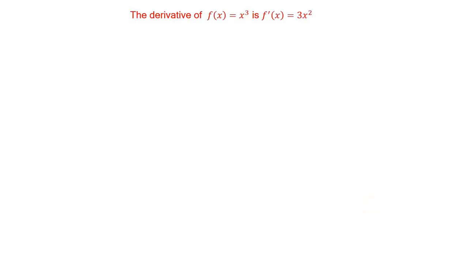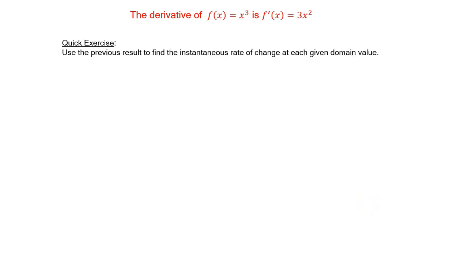Well, what is that even good for? What's the point of finding a derivative? Quick exercise to take a look at what we can do with the derivative and what it's telling us. So we just found the derivative of x cubed. We're going to use that result to find the instantaneous rate of change at specific domain values. So let's say that we want to find the instantaneous rate of change when x is 0. What would f prime of 0 be? It would be 0. Simple substitution. Take your derivative, substitute 0 in for x, you get 0 out.